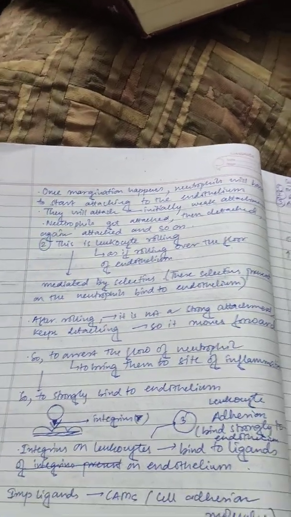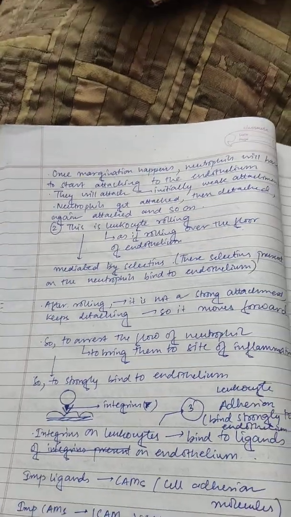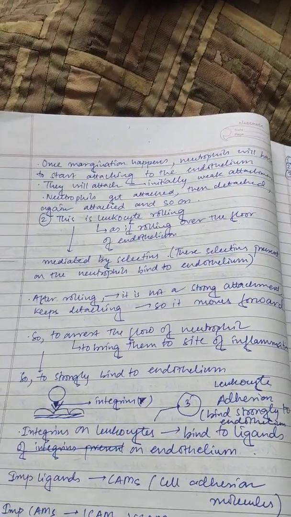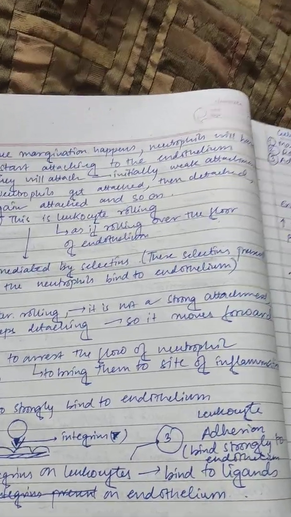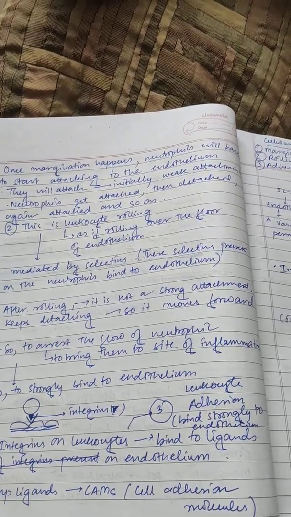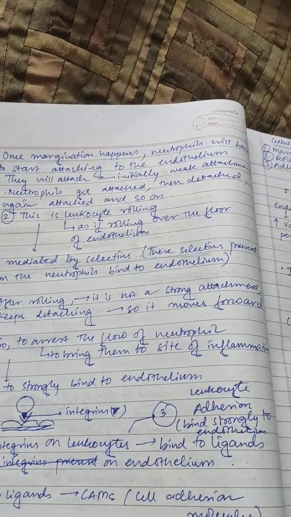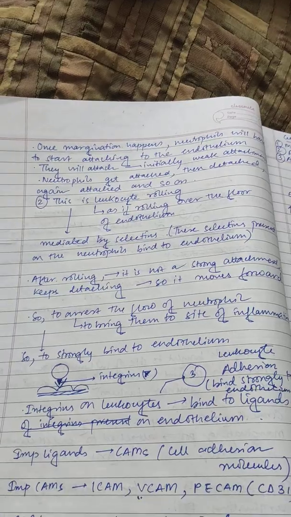Strong attachment to the endothelium is done with the help of integrins. Integrins are present on leukocytes. They bind to the ligands which are present on the endothelium. This step is called leukocyte adhesion. Leukocyte adhesion is a strong attachment, not a weak attachment, unlike margination and rolling. This leukocyte adhesion is done by integrins basically.